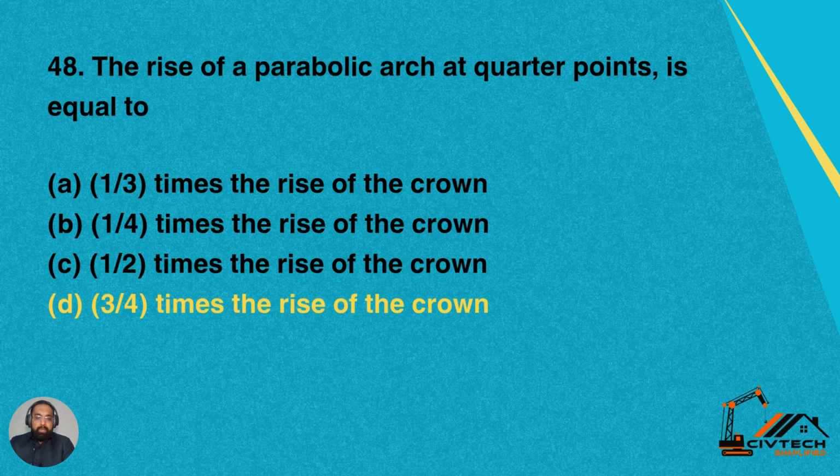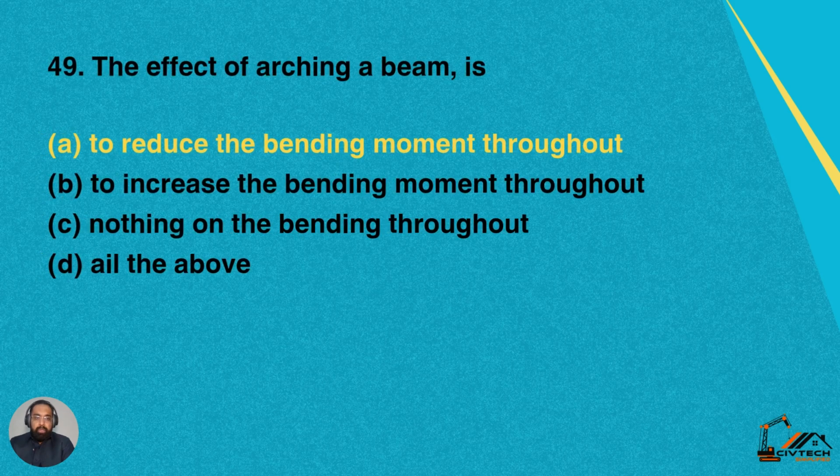48. The rise of a parabolic arch at quarter point is equal to option A, 1/3 times the rise of the crown; option B, 1/4 times the rise of the crown; option C, 1/2 times the rise of the crown; option D, 3/4 times the rise of the crown. The rise of parabolic arch at quarter points is equal to 3/4 times the rise of the crown. So D is the correct option for this question.